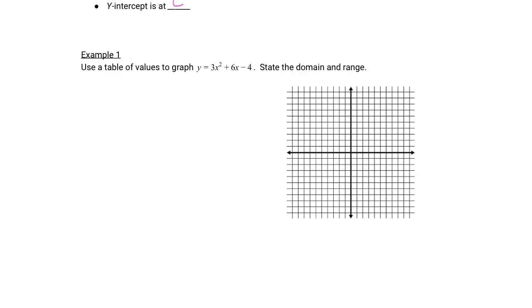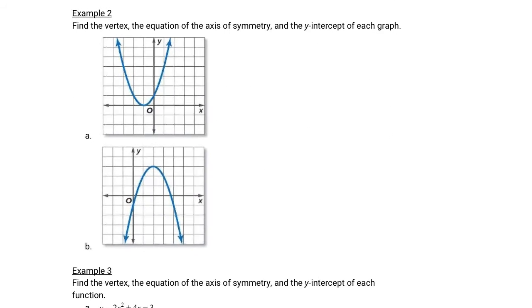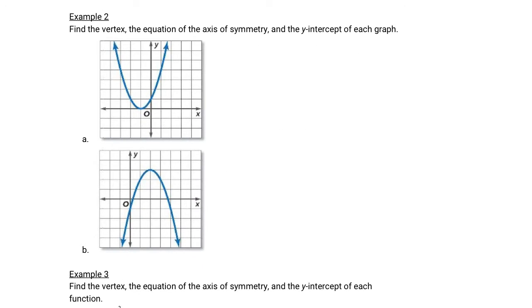Example 1 here, we're skipping. Moving on to example 2, though. Find the vertex, the equation of the axis of symmetry, and the y-intercept for both of these graphs. We're going to mark them on the graph, and we're going to mark them over here on the side as well. We've done this before as well. This very bottom point here is the vertex, and it's also the very top point on the next graph.